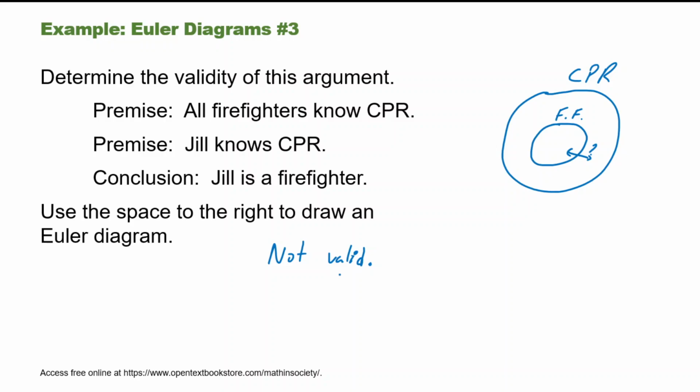And by the way, we're doing this with Euler diagrams, determining these arguments, but you can actually use truth tables to determine if an argument is valid or not. We're not doing that in this course, but that is a valid way to determine validity of arguments.